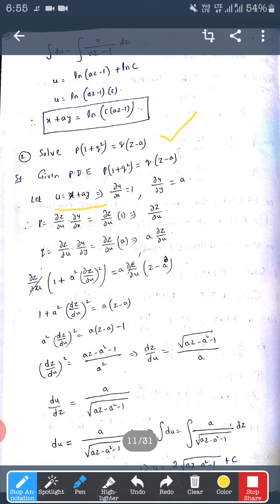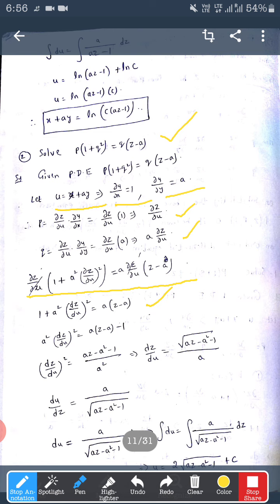So here also, same. We are assuming u is equal to x plus ay, and this becomes dou u by dou x is equal to 1, dou u by dou y is equal to a. So p becomes dou z by dou u, q becomes a into dou z by dou u. So after substituting these values in the equation, after simplification, the equation changes into the form 1 plus a square into dz by du whole square is equal to a into z minus a.